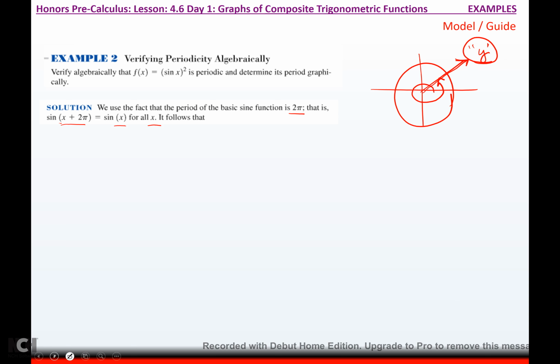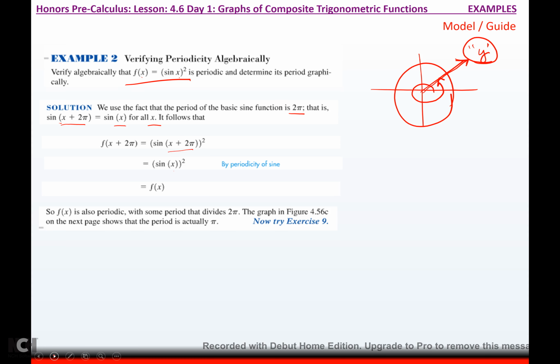So if I take my function here and I replace x with x plus 2 pi. When I do x plus 2 pi, I'm back around to x, which gets me right back to the original function. So yes, it's periodic.